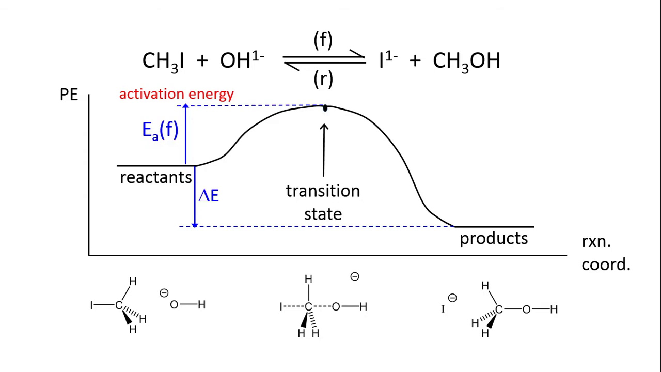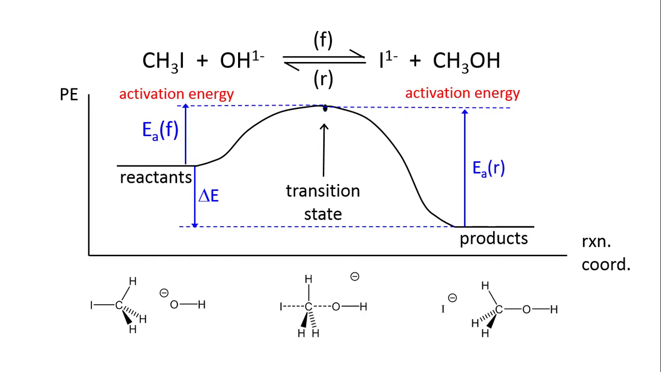For the reverse reaction, there is also an activation energy, the energy required to go from the products to the transition state. This is given the symbol E sub A, R. Notice that the two activation energies are different. It takes less energy to get to the transition state from the reactants than it does from the products. This will have an effect on the reaction rates, as we will see in an upcoming page.